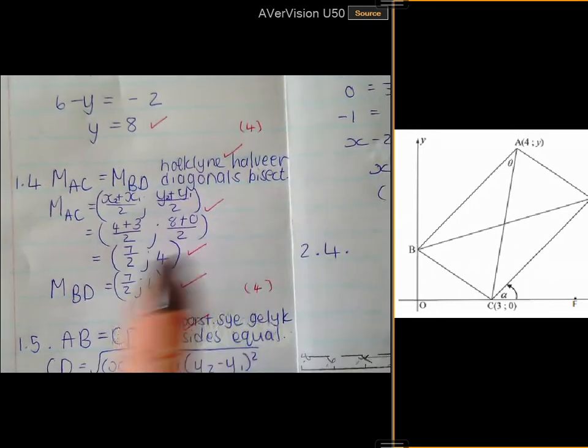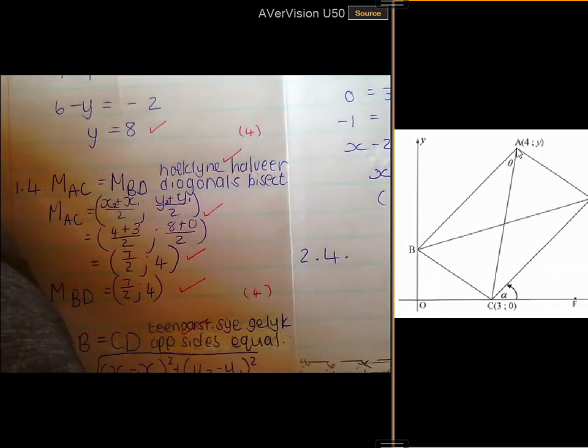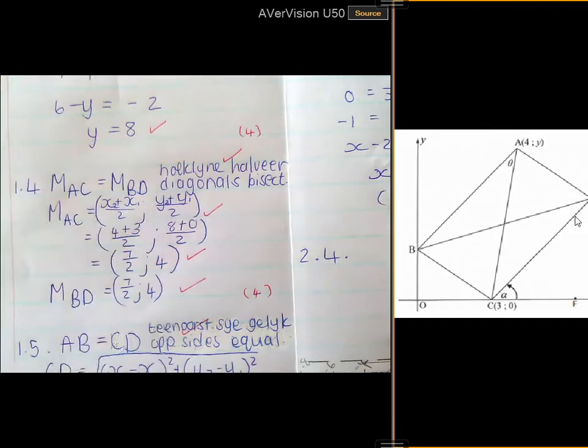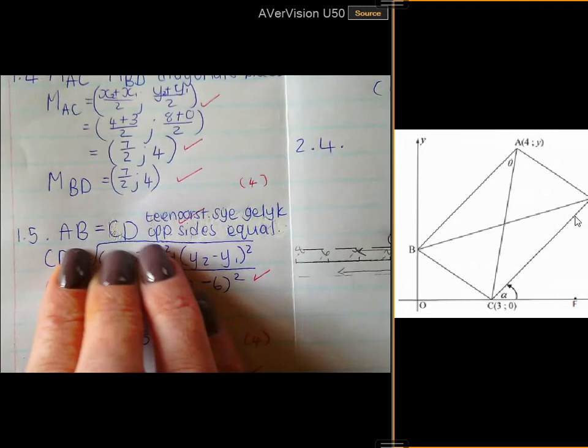The next question was the length of AB. Same setup. If you had the coordinate of B, it's fine. You can just calculate the length of AB. But it wasn't necessary to find B. You can calculate the length of CD because you have both coordinates. And because it's a rectangle, we know that the length of AB is the same as the length of CD. Therefore, what I said is AB is equal to CD.